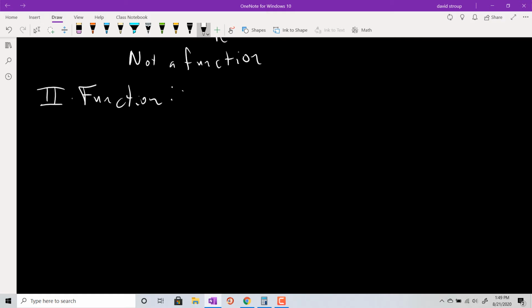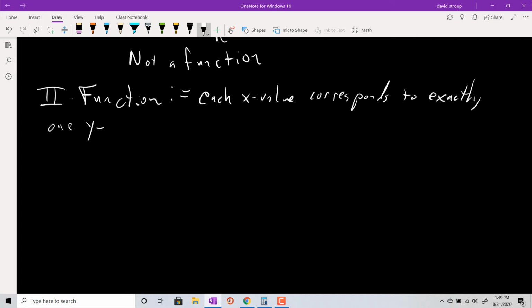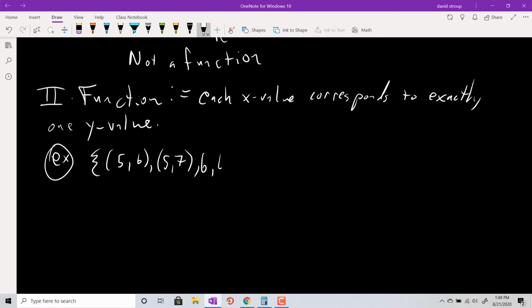A function is a relation where each member of the domain, or each x value, corresponds to exactly one y value. Okay, so I don't know, another example. Let's do the relation (5, 6), (5, 7), (6, 6), and (6, 7).